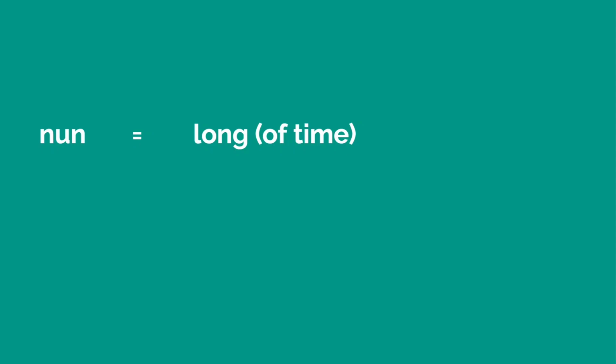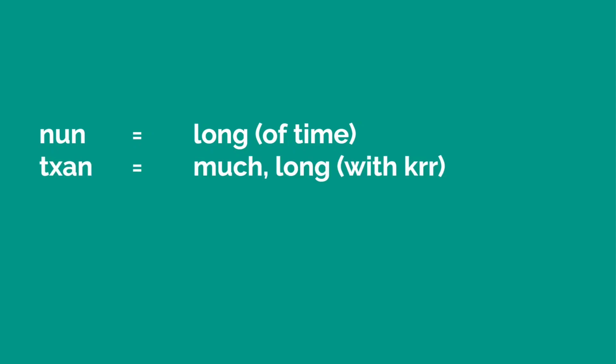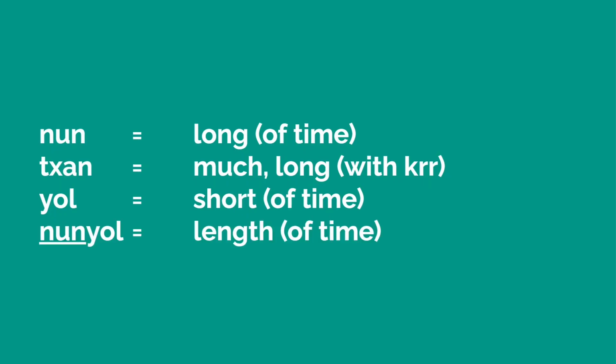There's actually a second word, an, which means much or also long. But this one, if you want it to mean long, is only used with grr. And we have yol for short of time. If we want to talk about length of time, so the noun length, then we would talk about nun yol.